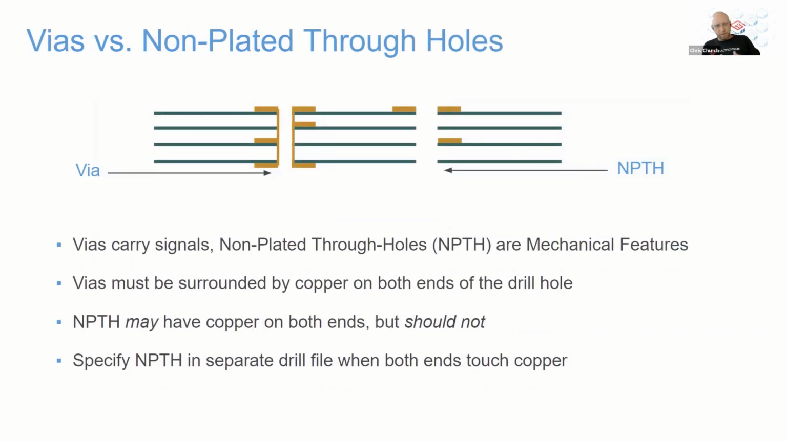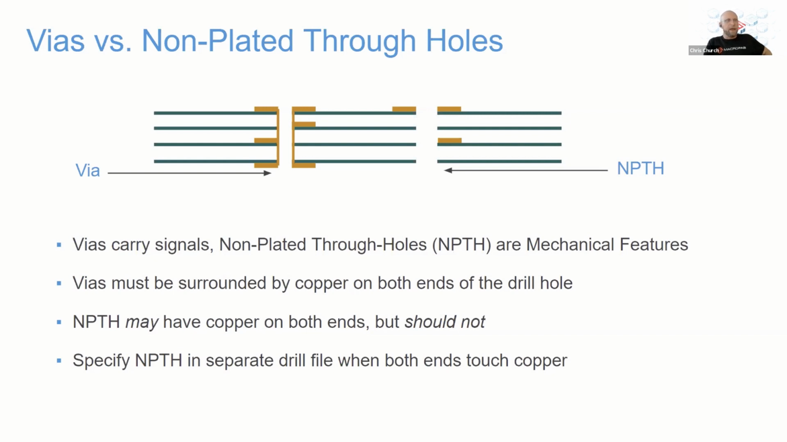The other thing you'll often see a lot are plated versus non-plated through holes. As for the size preferred for tinted vias, I think that's going to depend on your particular design and your particular fabricator. We've seen them all over the place.